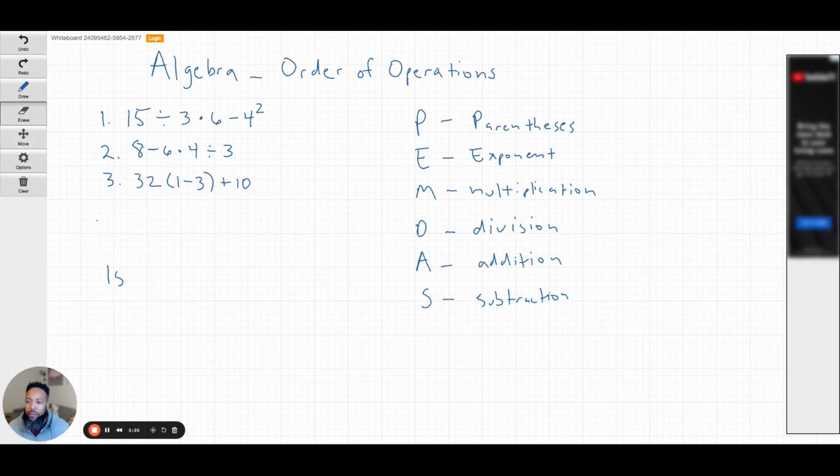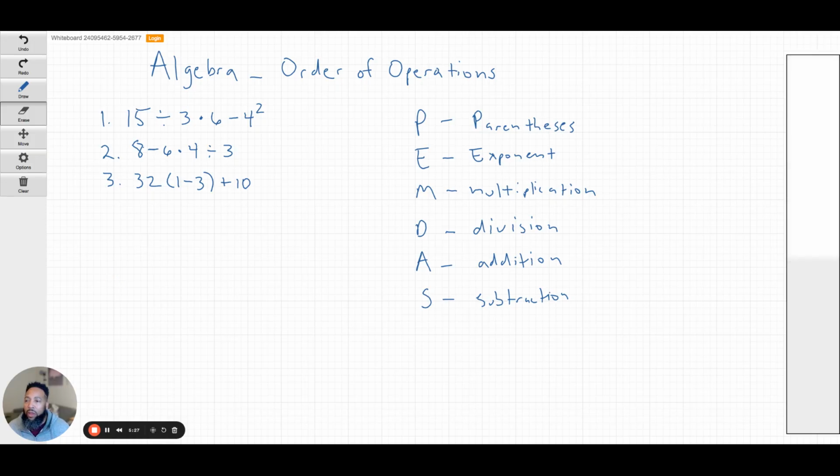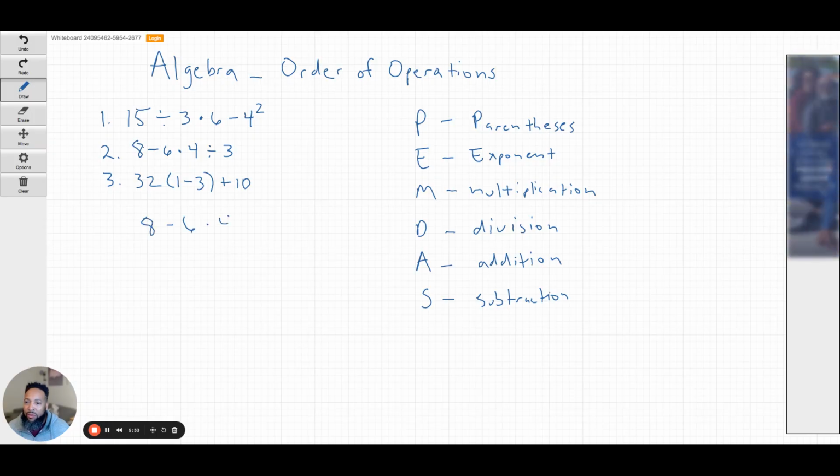All right, so our next problem is just 8 minus 6 times 4 divided by 3. When we're looking at our acronym PEMDAS to see which order of operations that we do first, it looks like it is going to be division. So 4 divided by 3. And then we have multiplication. Well, actually, it looks like multiplication is before division. So we'll do multiplication first, then division, then subtraction.